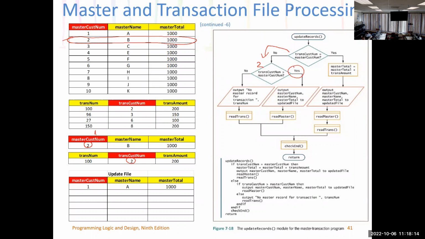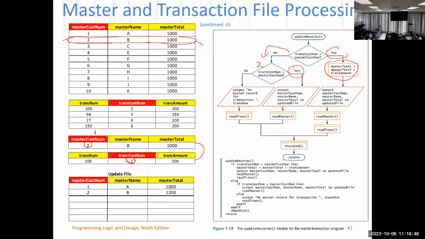Now we see the customer number here. For this one here, the customer number is 2. This one, customer number 2. They are the same, right? What happened here? They are the same. You have to make the master total equal to master total plus the transaction amount. That means you have to add them together. And you write into the file. That's why you have customer number 2, master name A, total now 1,200.